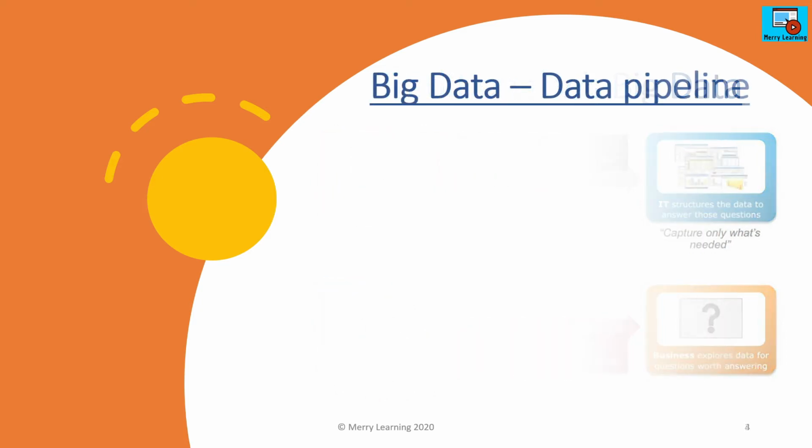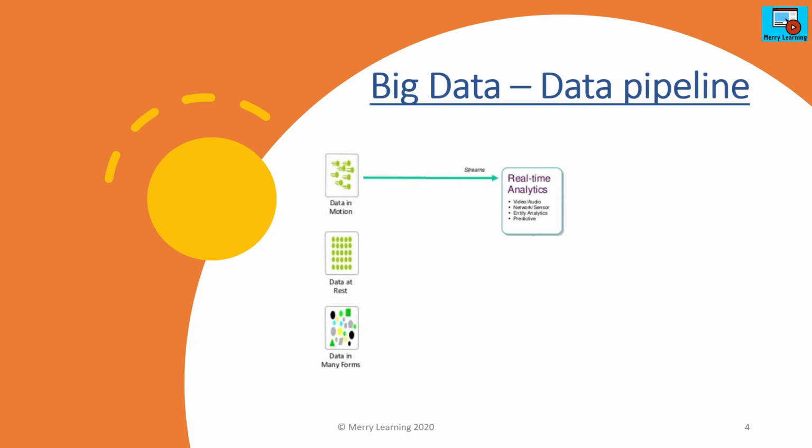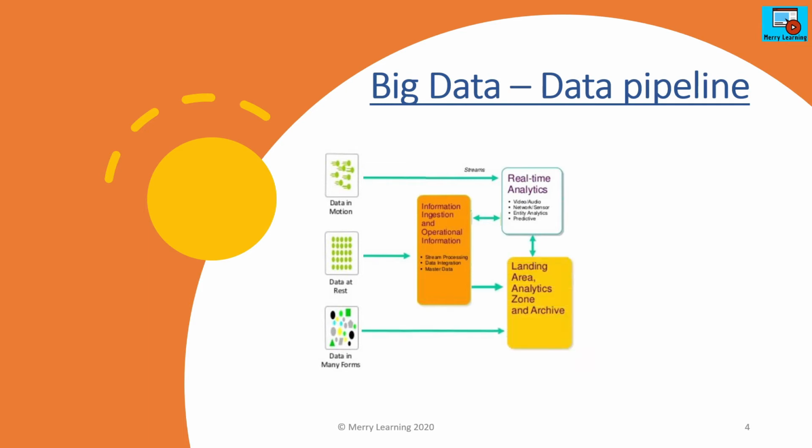Now let's see a high level data pipeline in big data. All the different types of data, as in the data in motion, data at rest, and data in other various forms are being used up in the big data approach. Data in motion or the streaming data is usually taken up into the real-time analytics platform. Data at rest moves into the information ingestion and operation information zone. All the other data forms are being pulled into the landing, analytics and archive zone, where the real-time data as well as the ingestion data also flows in.